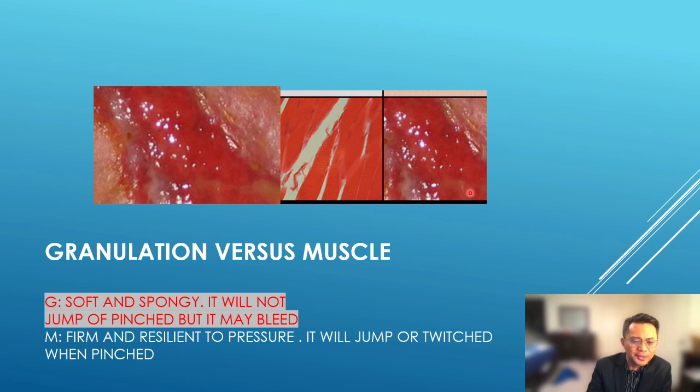Why may it bleed? Because like what I said, it's just a network of new and fragile capillaries or blood vessels. If this is a muscle, it is usually firm and resilient to pressure, and it will jump or twitch when pinched. So this is the major difference between a granulation tissue and a muscle tissue. Just to make sure that you are describing the tissue correctly, you should be able to distinguish a granulation tissue from a muscle.